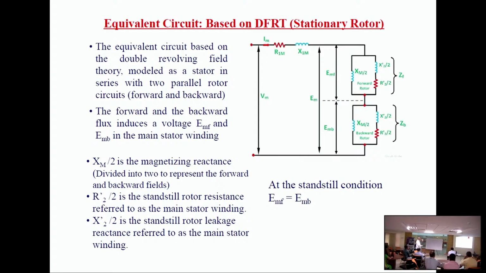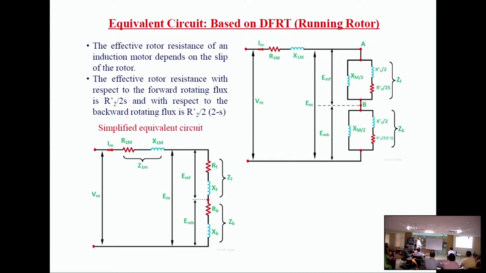At standstill it is R2 by s, and for the running condition also R2 by s. No, because at standstill the value of s is equal to 1. So when you divide by 1 it will be the same thing. This quantity and this quantity will be the same. So for the running condition it means R2 by s.